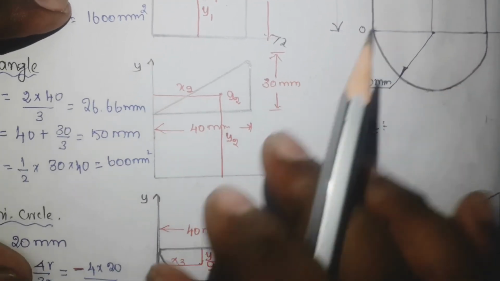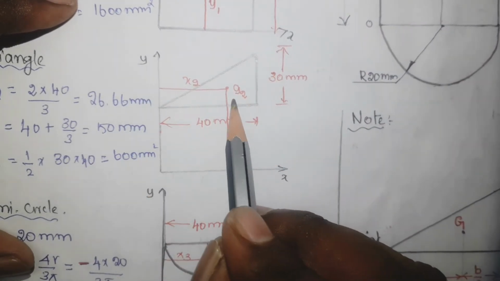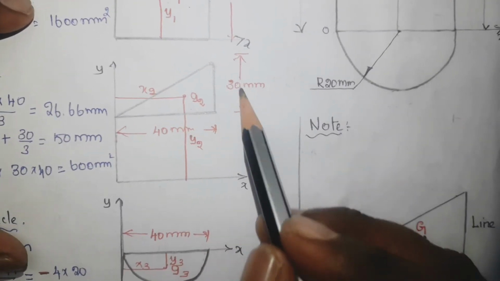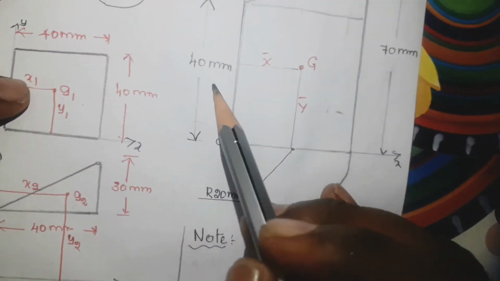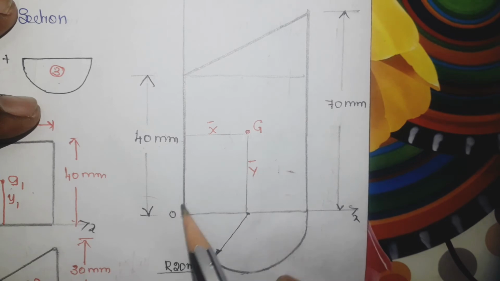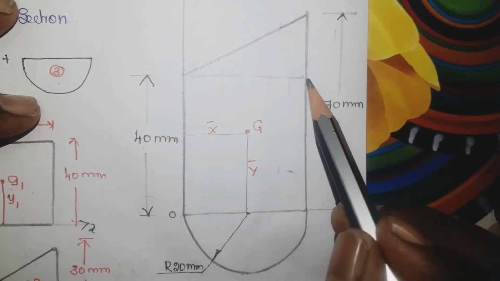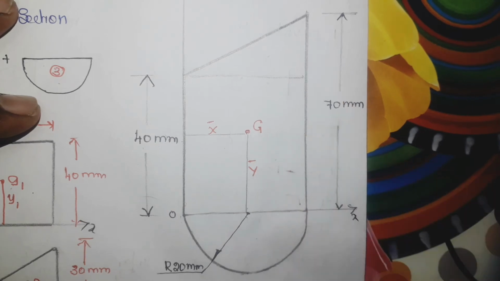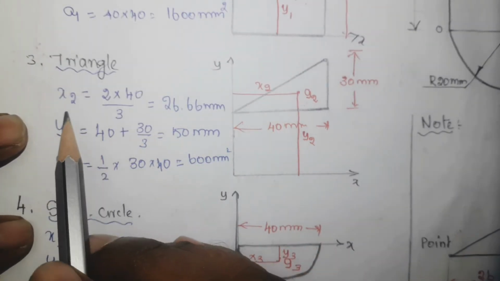Now let us draw a separate diagram. So this is the separate diagram, this is the triangle. Now this is G2, the approximate center, and for this side you have to get the dimension. Now let us again go to the diagram. You know that this is 40 mm and this is 70 mm. So if you subtract 40 from here, the remaining side will be 30. Now x2 equal to, so this is x2.